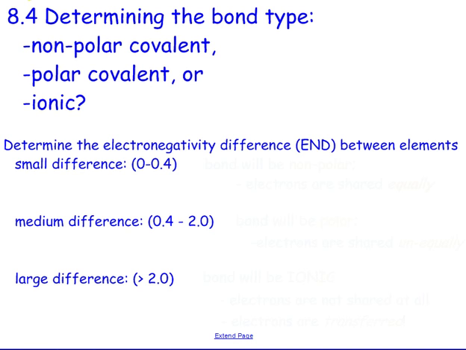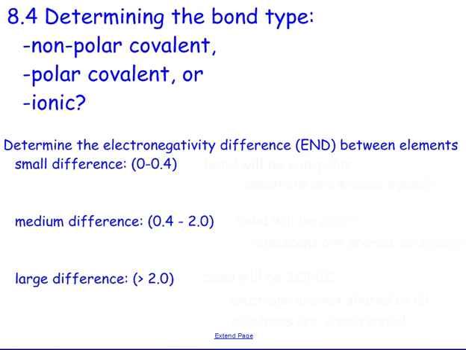So to actually have some examples, you'll be given two atoms participating in a bond, and you'll have to decide: is that bond type a nonpolar covalent bond? Is it a polar covalent bond, or is it ionic? So let's see how we do that with this electronegativity business. What I will have you do is determine the electronegativity difference, which I am going to abbreviate as END, between the elements that are participating in the bond.